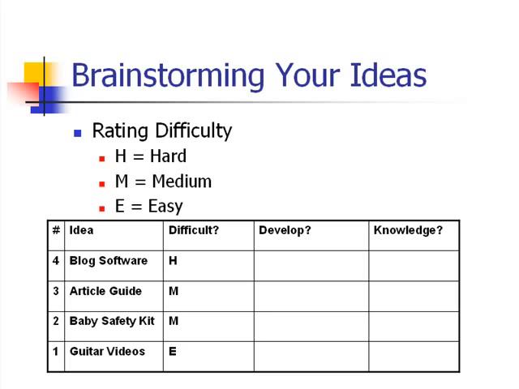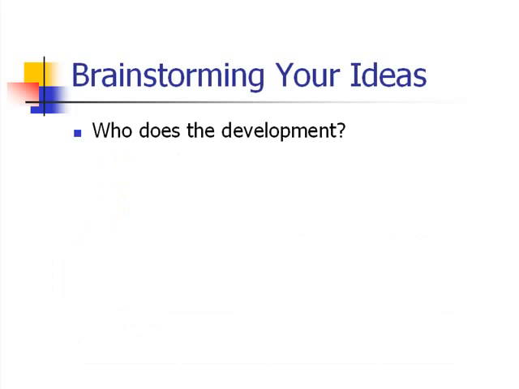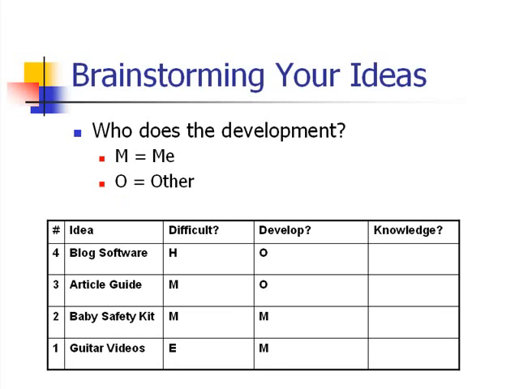Remember that H equals hard, M equals medium, and E equals easy. Once you've placed an H, M, or E next to each idea, move on to Step 3. Step 3 is develop. Next to each idea, place an O or an M in the develop column. This will reference who would be responsible to actually do the work for this idea.